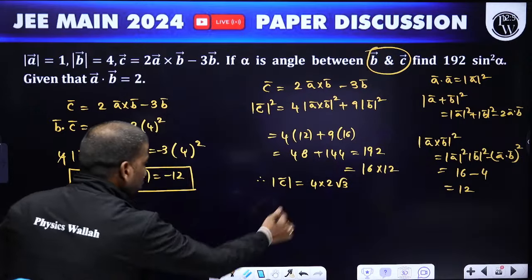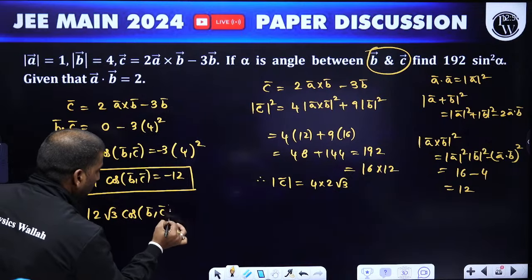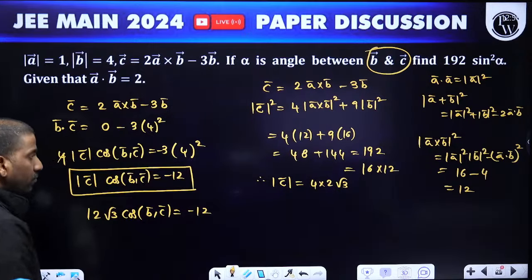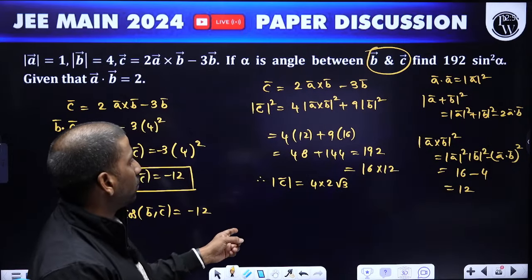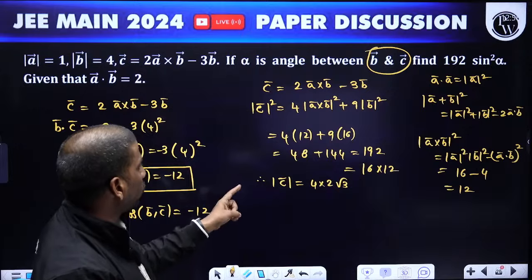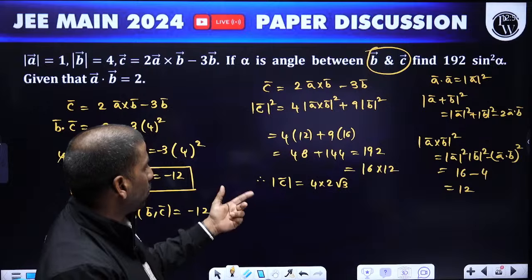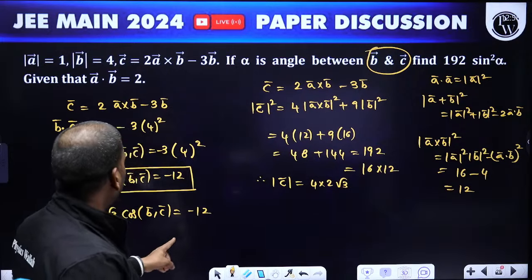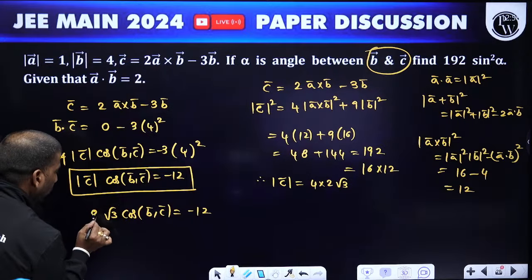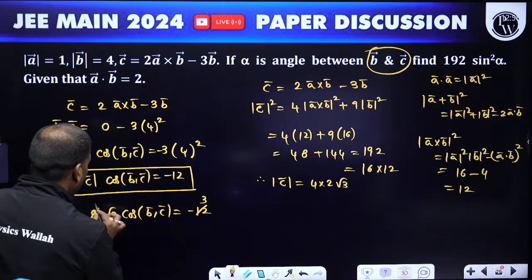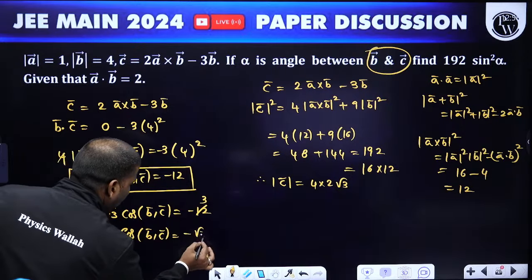12 means 2 root 3. So let's substitute this: 12 times root 3 cos BC is equal to minus 12. So mod C is 4 root 12, that is 8 root 3. So cos of the angle between them is equal to minus root 3 by 2.